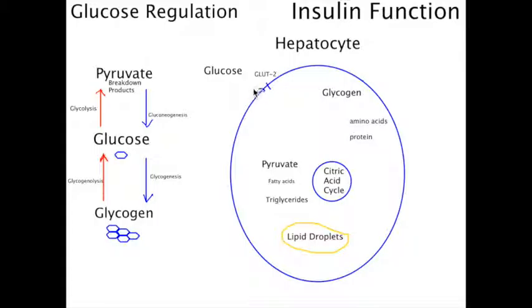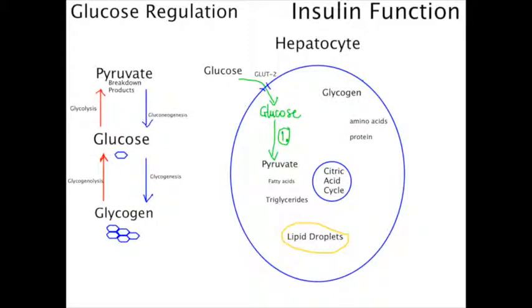So there are basically 4 functions of insulin on a hepatocyte, and we're going to go through them as glucose moves into the cell. So we have glucose already moving into the cell, and one of the main functions of insulin is to promote the breakdown of glucose into its molecules, which is called glycolysis, and that is step 1 of insulin function in a hepatocyte.